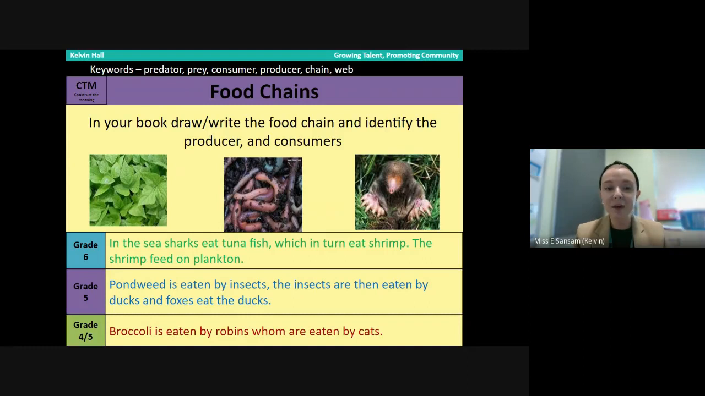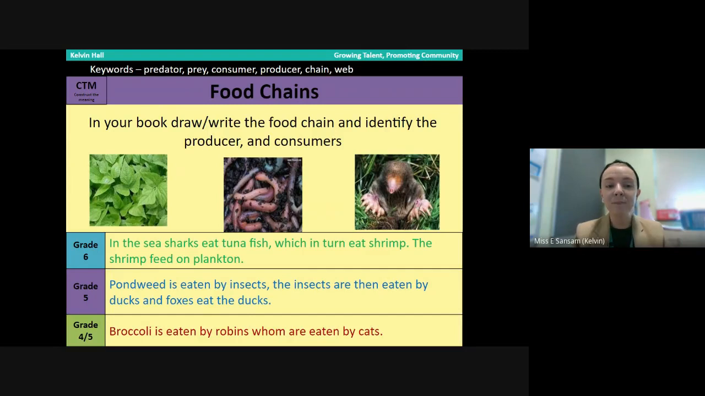The next one I would like you to have a go at then. So on your line paper, can you have a go at writing these food chains from the information that I have given you? So if you start at the bottom is the easiest one. So it says broccoli is eaten by robins, who are eaten by cats. So can you make that into a food chain for me? And then the middle one, pondweed is eaten by insects. The insects are then eaten by ducks, and then foxes eat the ducks. So again, can you please make that into a food chain for me?